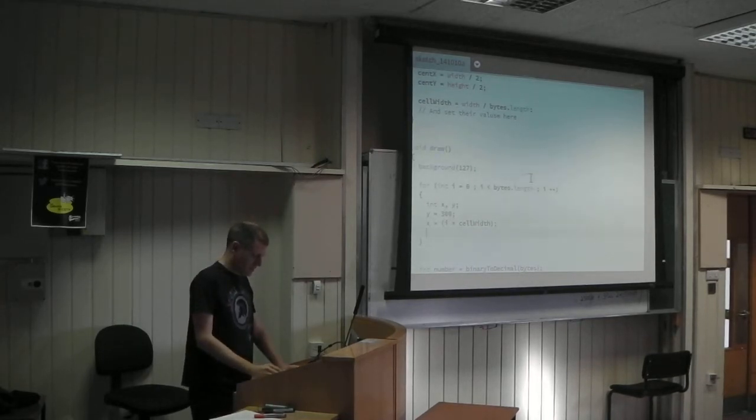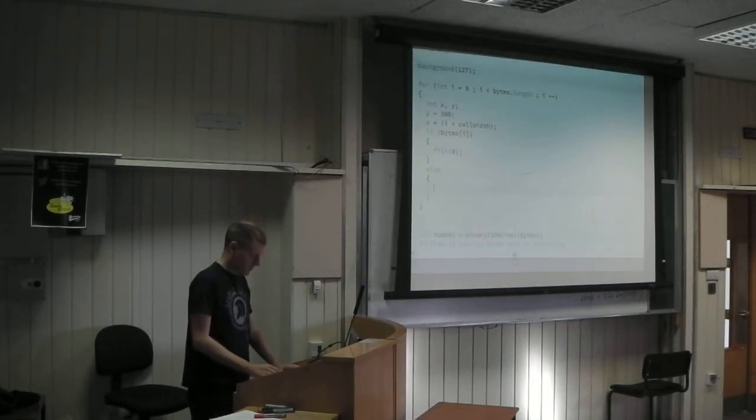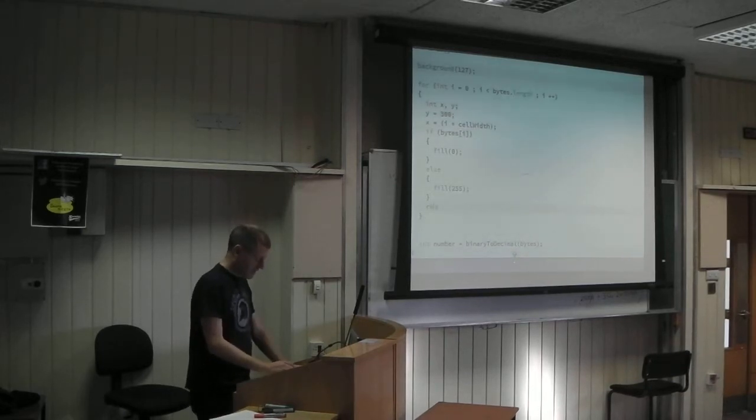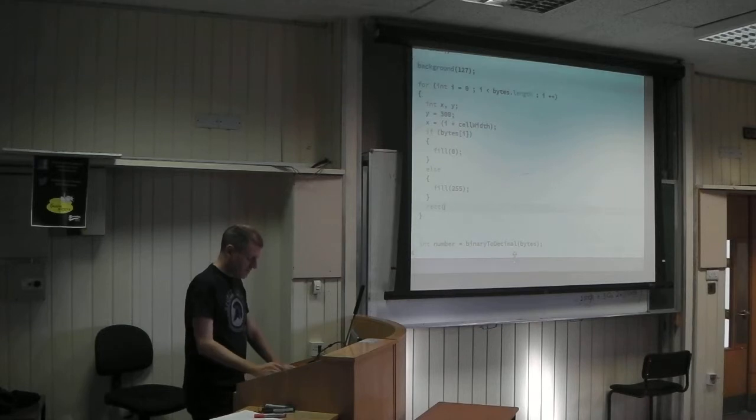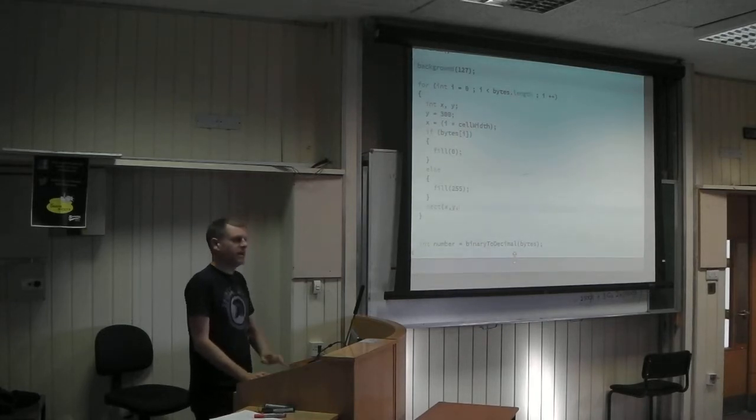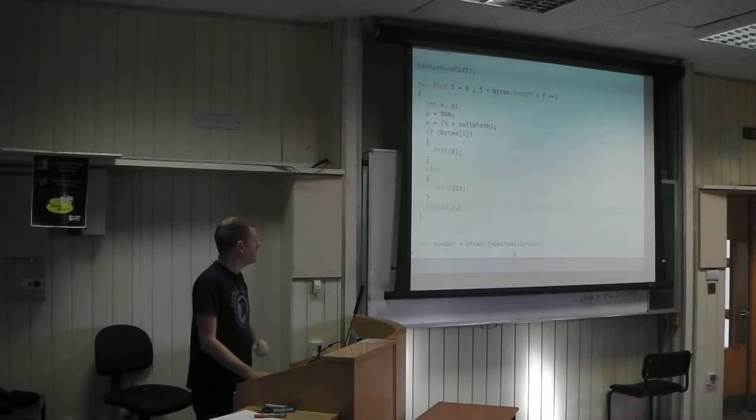Then I'm going to use an if statement to check whether the bytes at position i is turned on. If it's turned on, I'll do a fill of black, and if it's turned off, I'll do a fill of white. Then I'll draw my rectangle. My rectangle is going to start at the position x and y, with x and y being the top left-hand corner of the rectangle. Then for the width and height, let's make them equal to the cell width.